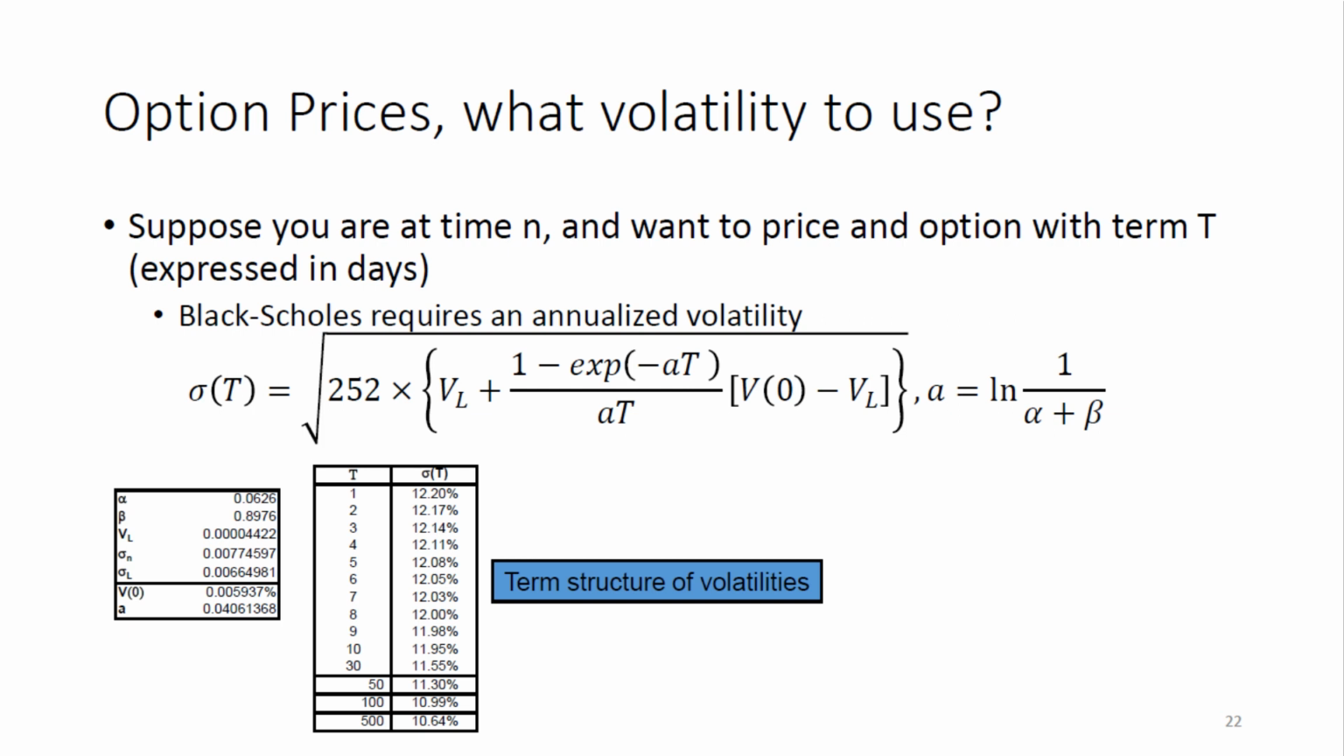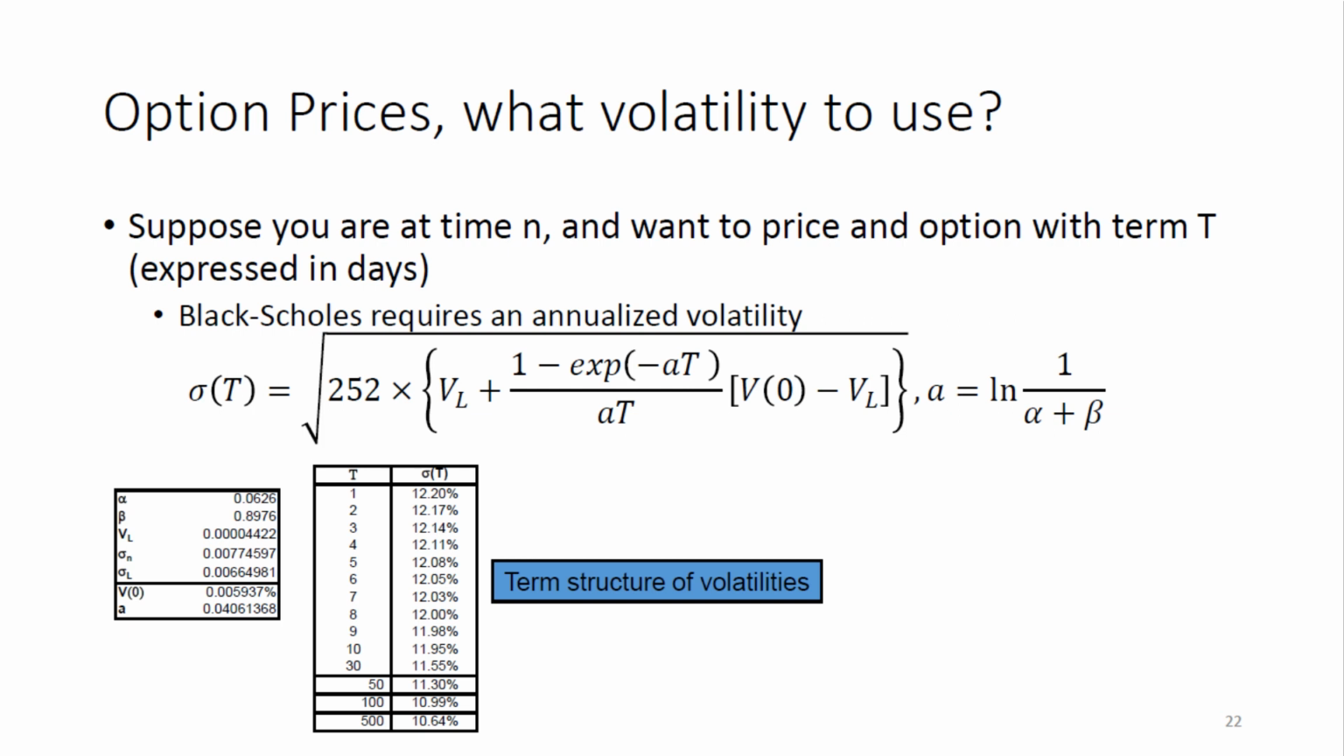And then you see if the remaining time to maturity is low, it's 1 day, then the volatility that should be plugged in is 12.2%. But as we move further in time, for example at 30 days it's 11.55%, and at 500 days it's 10.64%. So we do see that with a different term for the option, the volatility that you should apply is not a constant volatility, but a volatility which is decreasing in this case with time.